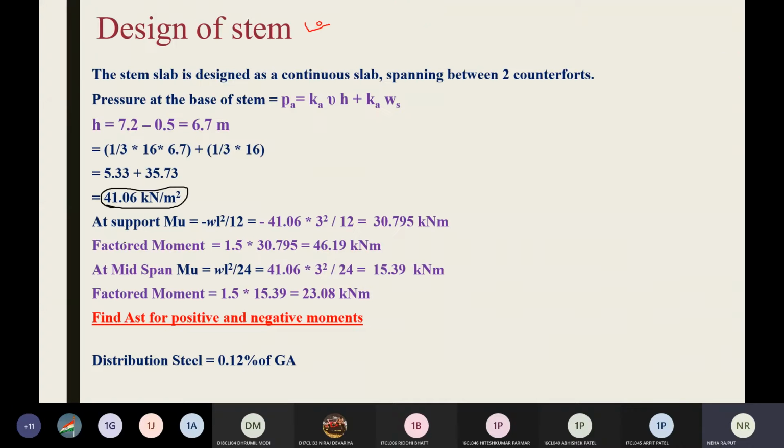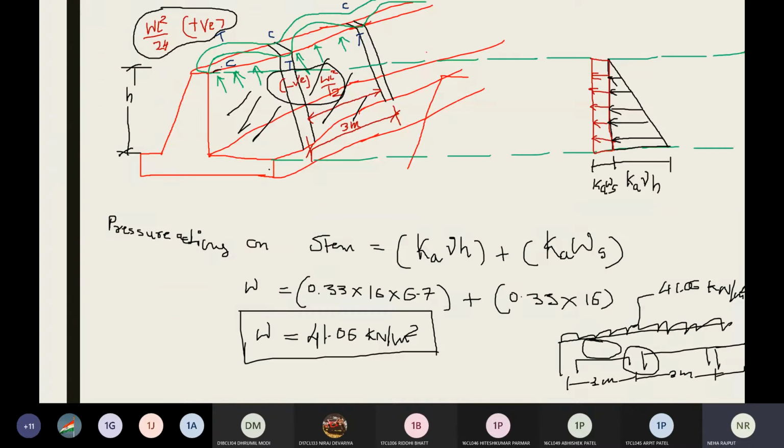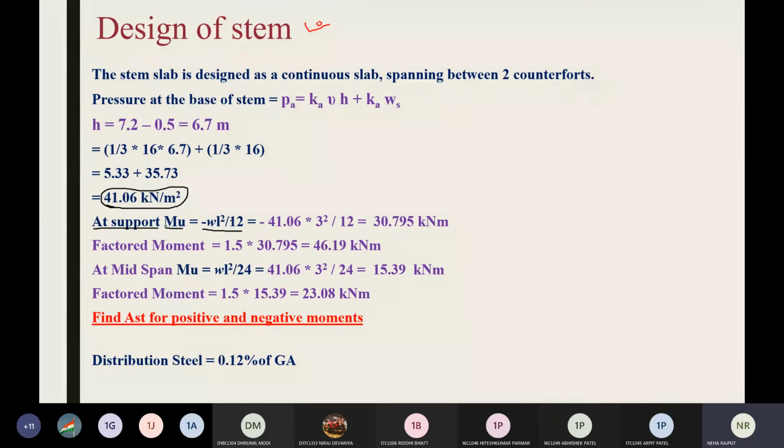So that calculation also I have over here. At support, moment is equal to WL square by 12. As I explained, this is support and the value is WL square by 12. So 41.06, L is the center to center distance between the counterfort member. So you will get this moment as 30.795 kilonewton meter. And this you are going to convert into factored moment by multiplying with 1.5. So this will give the factored moment at support as 46.19, right.